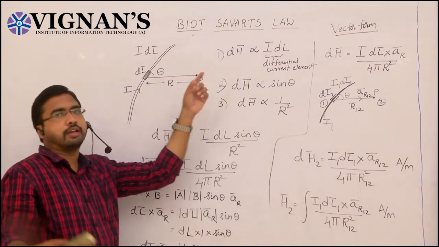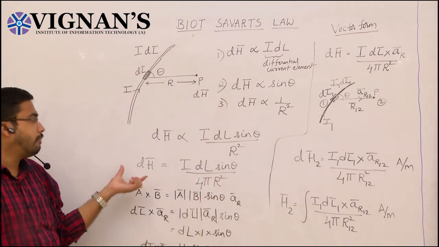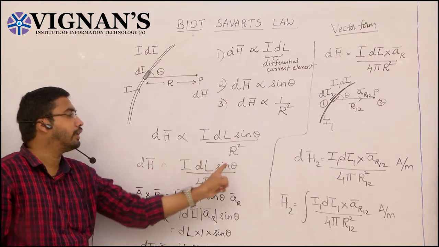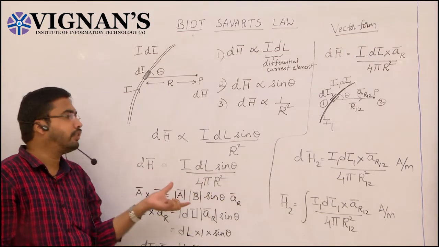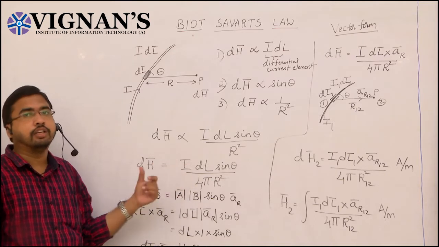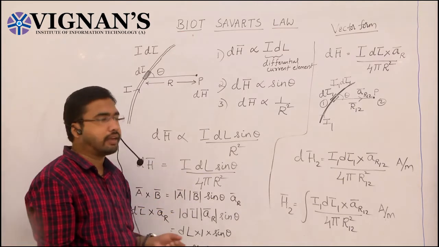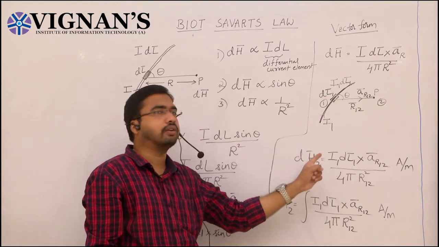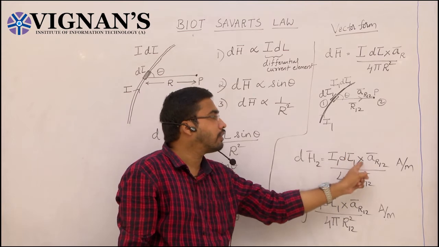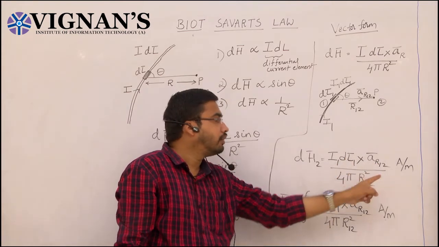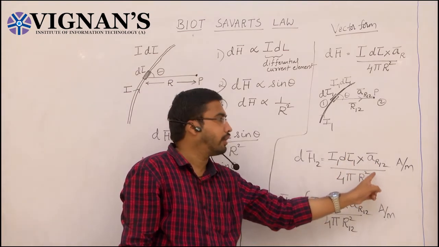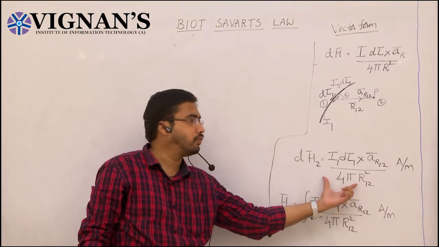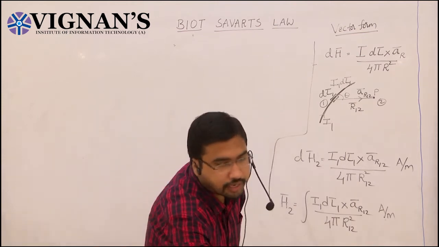So let us summarize once again. What is the simple magnitude format of Biot-Savart's law? dH is equal to I dl sin theta by 4 pi r square. From this we can only get the magnitude, that's all. If you want both magnitude as well as direction in terms of unit vectors, then we can go for this formula: dH is equal to I1 dl1 cross ar12 by 4 pi r12 square ampere per meter. So we should remember this formula in vector form. This is very important. Based on this, let us do one problem.